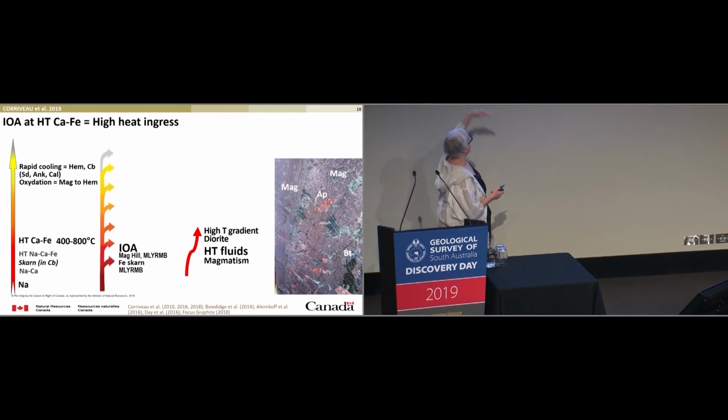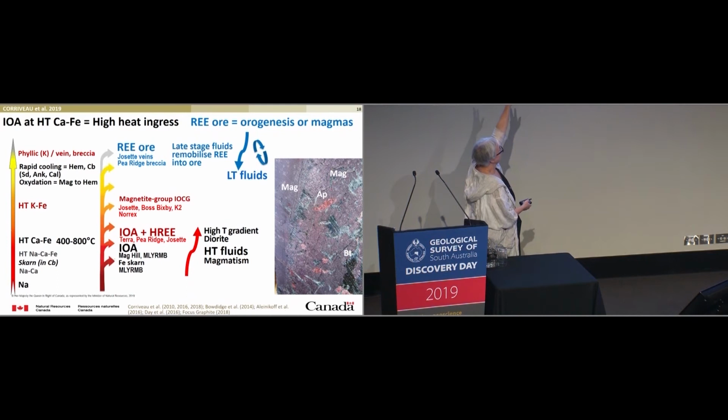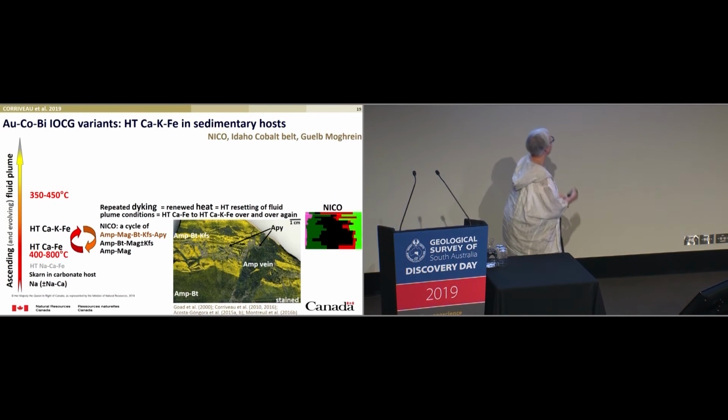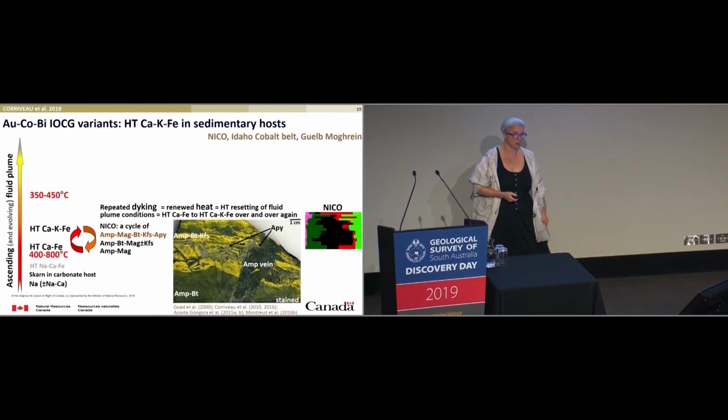Just have a look at how things evolve each time. We go from our IOA, iron oxide-apatite, with rare earths. Then, if we want rare earth deposits, we need to concentrate those rare earths, so we need late-stage fluid, or we need orogenesis or magmatism. Same thing with gold, cobalt, bismuth. Then we play yo-yo here, and you make your gold, cobalt, bismuth deposits. And above it, you'll have your IOCGs.